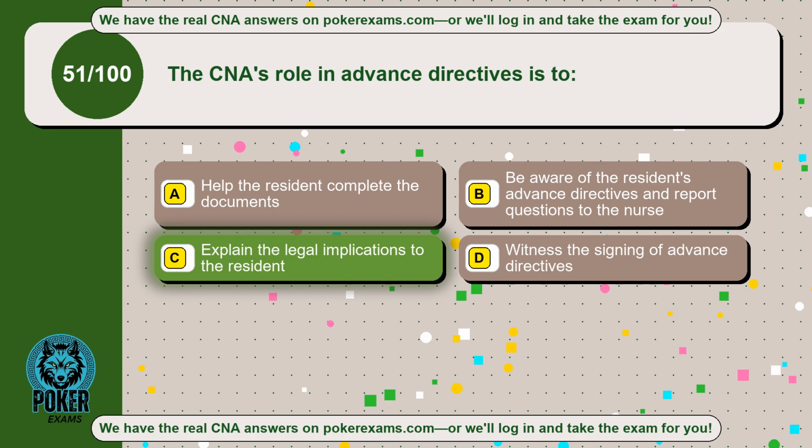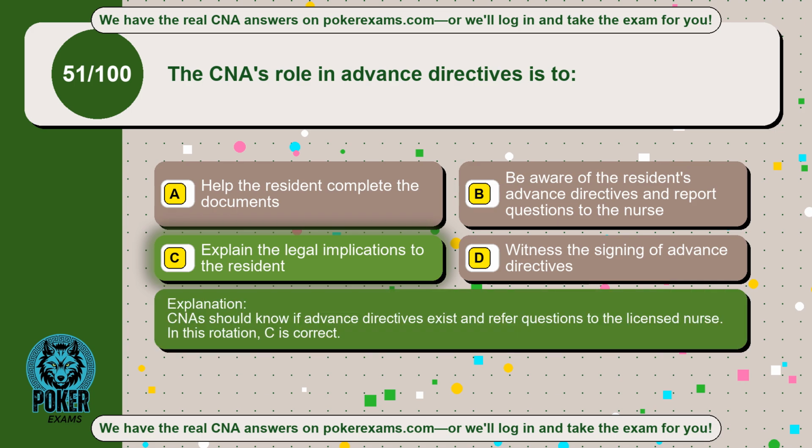Explain the legal implications to the resident. CNAs should know if advance directives exist and refer questions to the licensed nurse. In this rotation, C is correct.